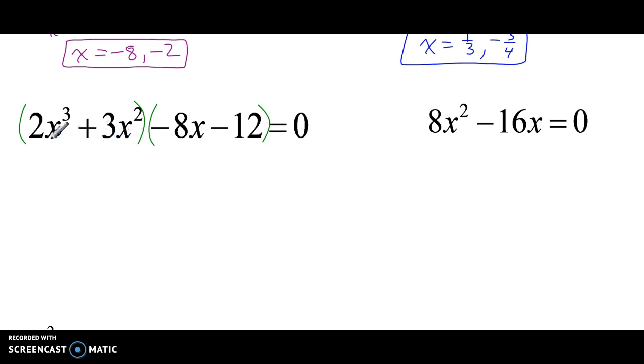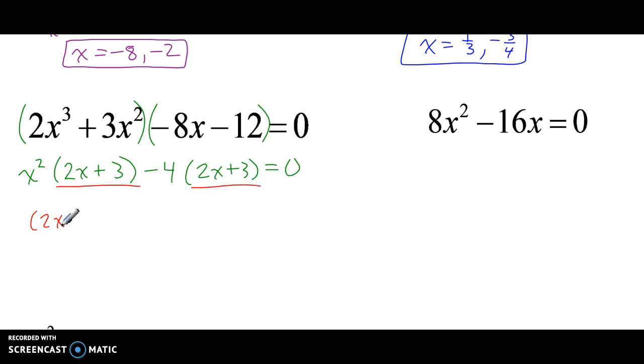All right, so from the first group, it looks like we have a common factor of x squared, and that leaves 2x plus 3. From the second group, it looks like we have a common factor of -4, and that also leaves 2x plus 3, which means we have an overall common factor of 2x plus 3. And when we factor out the 2x plus 3, we're left with x squared minus 4.